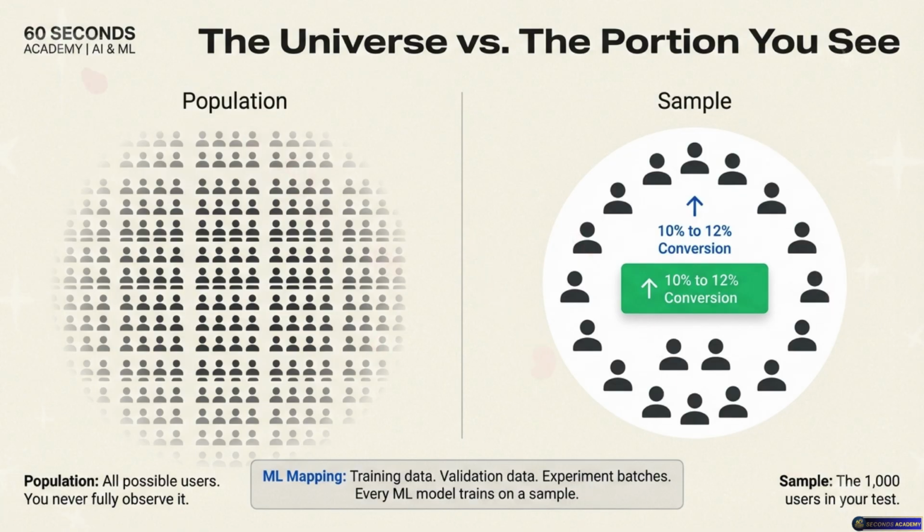If we connect this to the bigger picture of machine learning architecture, grasping this mapping is non-negotiable. Your sample is your training data. When you query a database to pull 10 million rows to train a deep neural network, you are not downloading all the data in the universe. You are downloading a sample. Even at 10 million rows? Even at a billion rows.